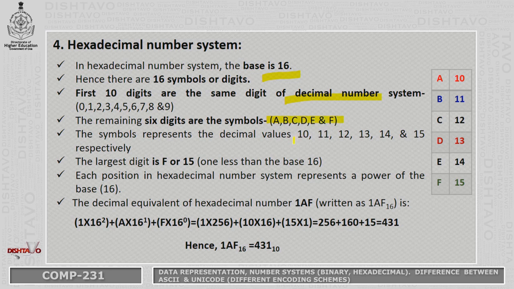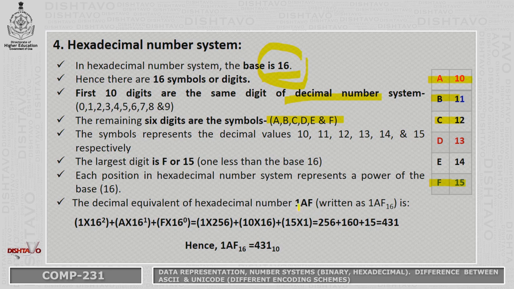So we are giving some representation value for A, B, C, D. In this table, I am giving here in red color, A is equal to 10, B is equal to 11, C up to F. So the final, the 16th symbol, that is F, is equal to 15 value. So the largest digit is F or 15 we can call, which is less than base 16. So likewise, the number system is adopted in the hexadecimal number system.